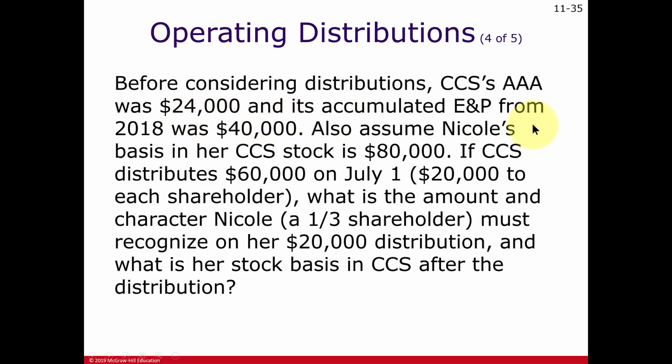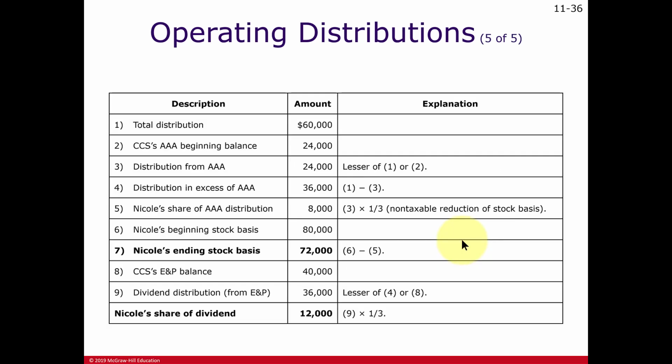Okay, and then accumulated earnings and profits. Remember, this is from the time they were a C corporation, is $40,000. Assume Nicole's basis in her stock is $80,000, and if CCS distributes $60,000, she's a 1/3 shareholder, so she's going to get $20,000. The question is, what is the amount and character of Nicole's $20,000 share? So let's take a look at the calculation. Again, this is not the most comprehensive and it's not the most logical, but let's follow the explanation here.